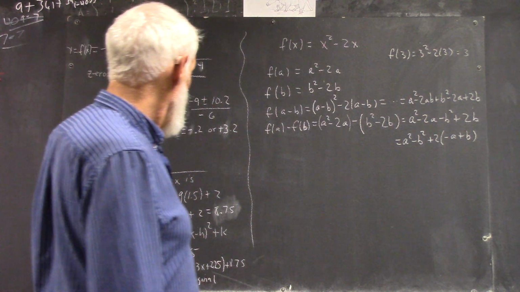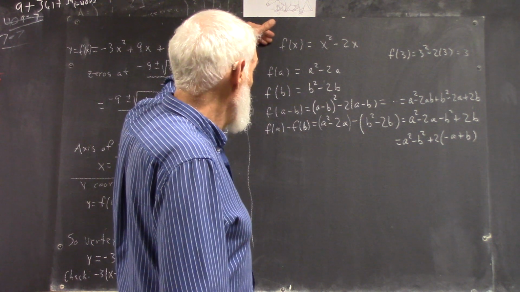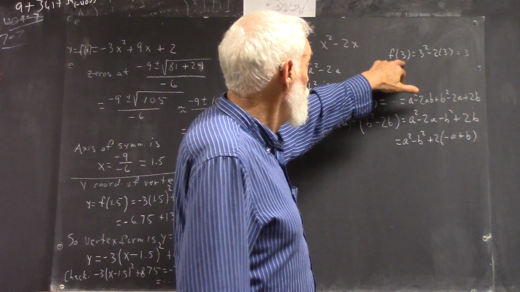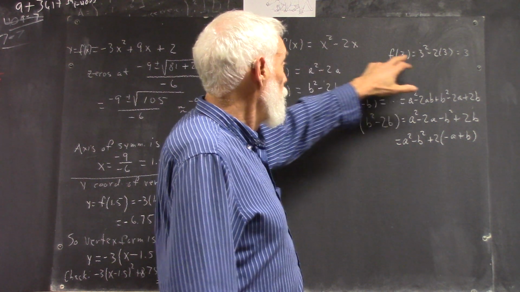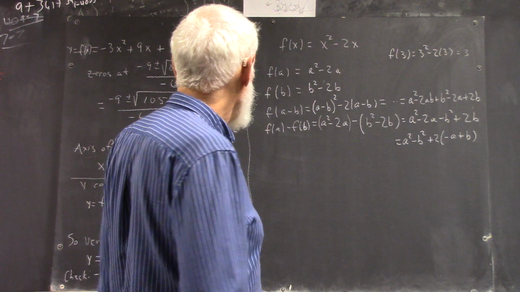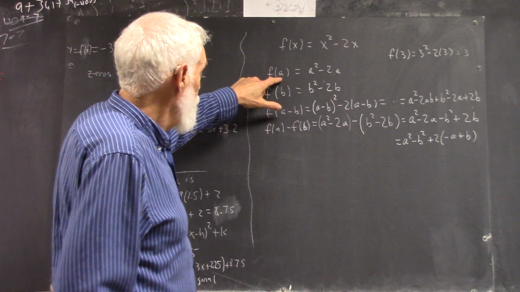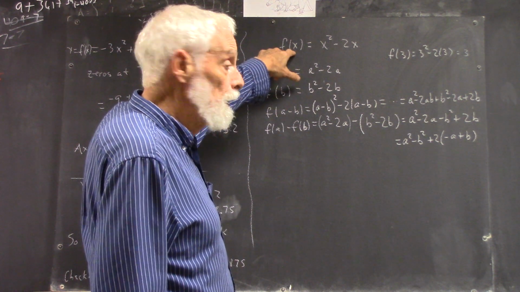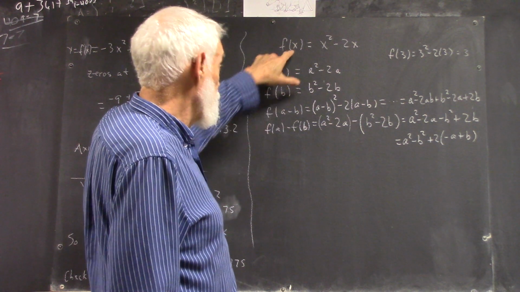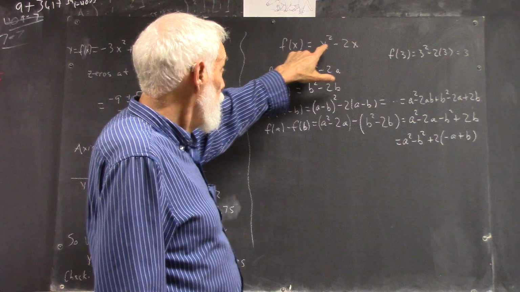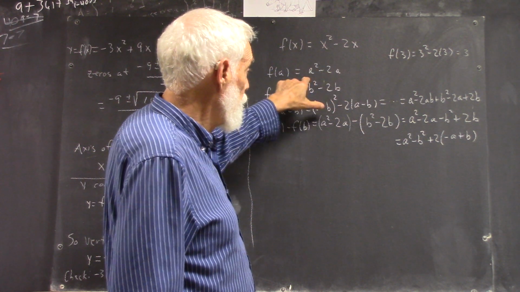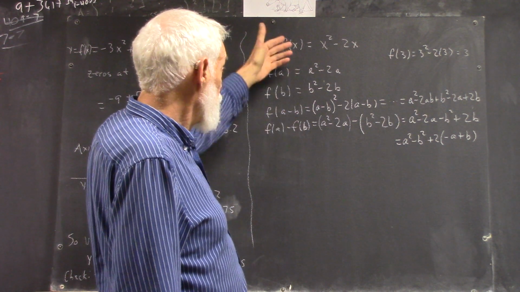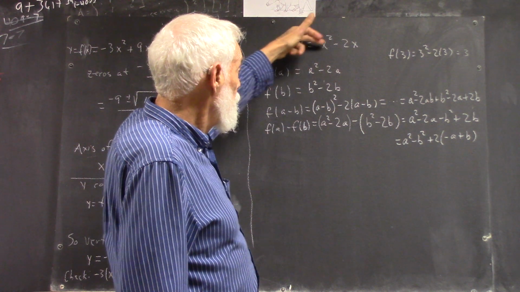Now, another thing that we have here: f of x is x squared minus 2x. So, for example, f of 3, x has been replaced by 3, so replace all the x's by 3, and we get 3. Now, f of a would be what? Well, what we do with function notation is whatever's in the parentheses replaces x. X has been replaced by a, so we replace every x by a, and we get a squared minus 2a. F of b, we replace every x by b, and we get b squared minus 2b.